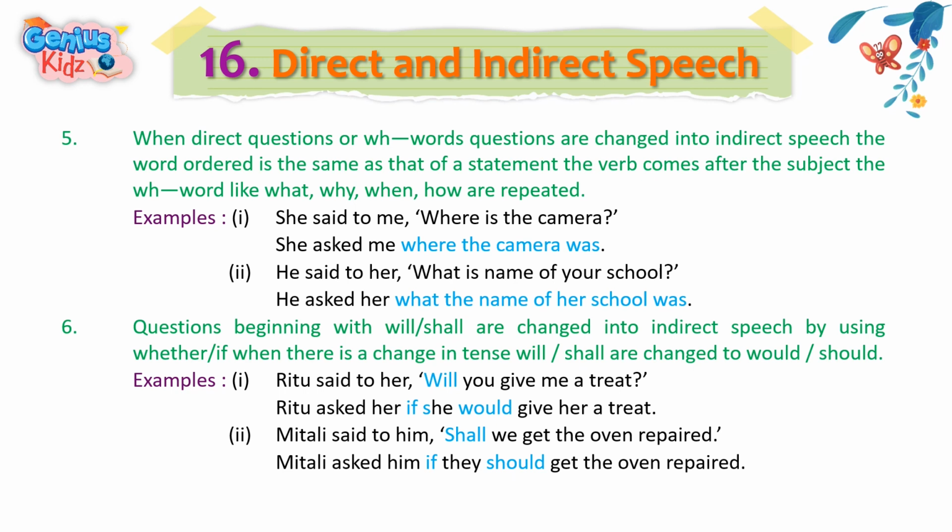6. Questions beginning with will or shall are changed into indirect speech by using whether or if. When there is a change in tense, will and shall are changed to would and should. Examples: 1. Ritu said to her, "Will you give me a treat?" Ritu asked her if she would give her a treat. 2. Mitali said to him, "Shall we get the oven repaired?" Mitali asked him if they should get the oven repaired.